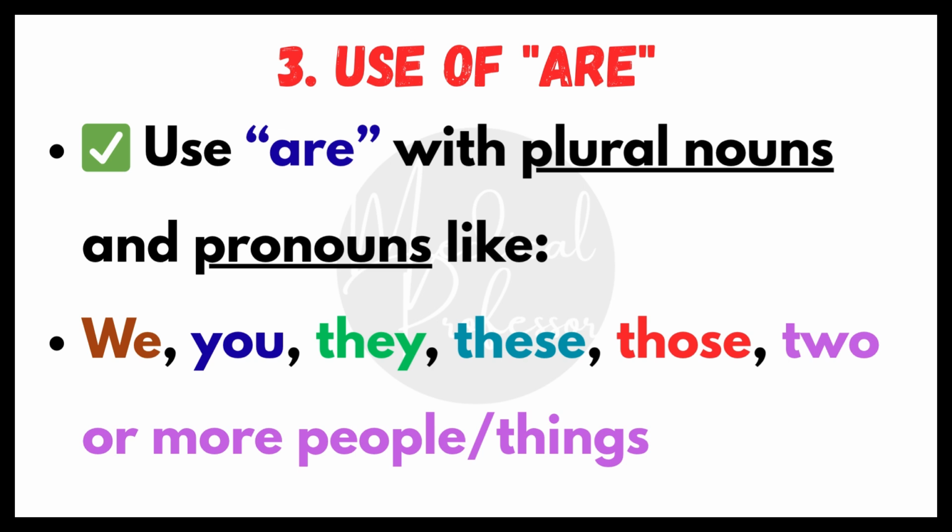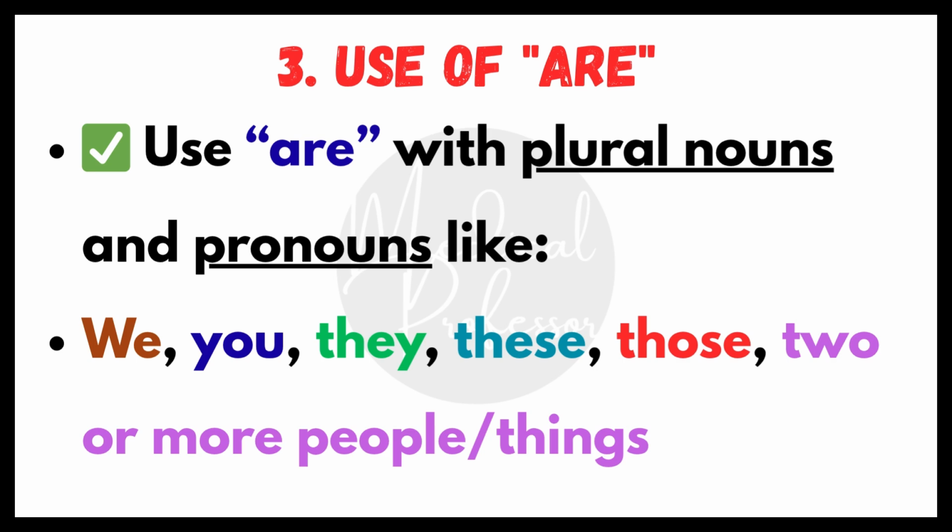Next, let's learn when to use are. We use are with plural subjects. That means when we talk about more than one person, animal, or thing. Use are with plural nouns or pronouns. Common subjects that take are: pronouns we, you, they. Demonstratives these, those. Plural nouns friends, children, keys, apples.